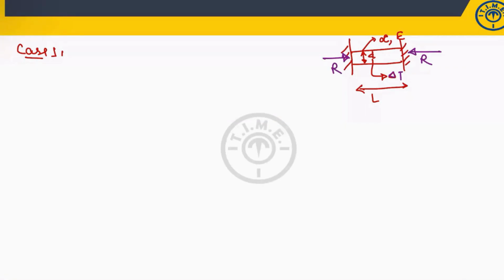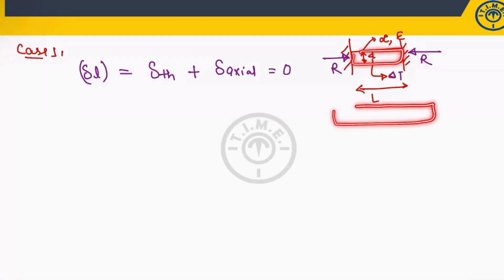Then how do you calculate the total change in length? The total change in length is due to the temperature variation and the axial deformation. Axial deformation means this R is trying to compress the member, while because of the temperature variation it will expand. So the axial deformation and thermal deformation together will equal 0, because both ends are fixed. When you increase the temperature, it tries to expand, but because of the support there is a reaction, which means there is an axial deformation.